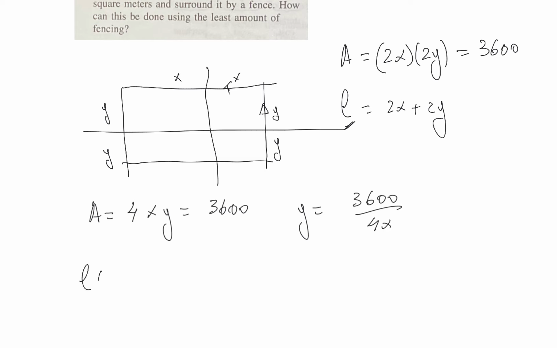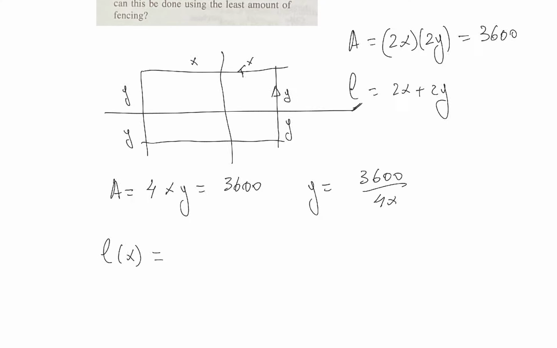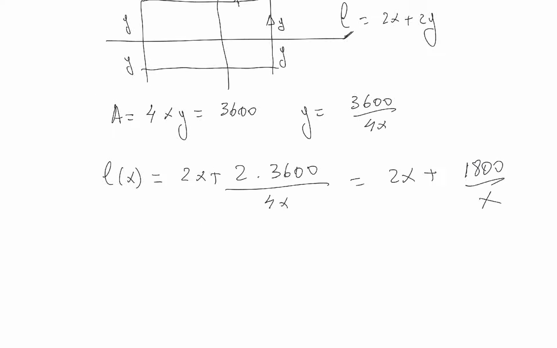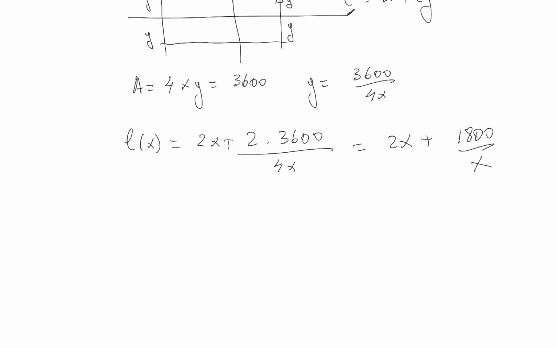So the length L of x will be 2x plus 2y. 2y means 2 times 3,600 divided by 4x. Or in other words, 2x plus 1,800 divided by x. And this is the function that we have to minimize. So let's find for which x the function is the minimum.